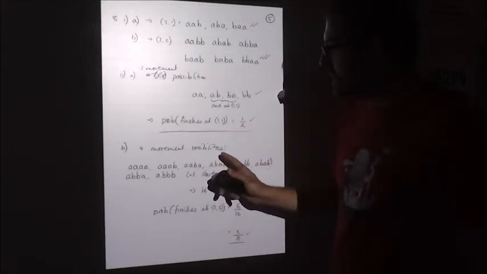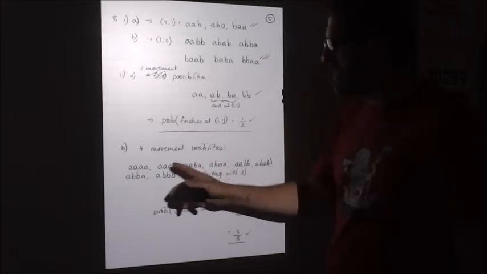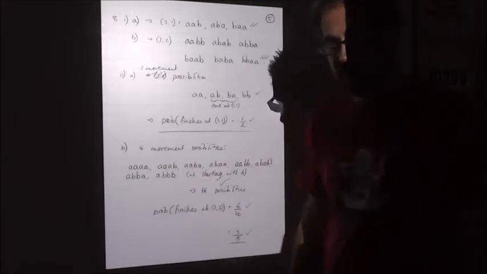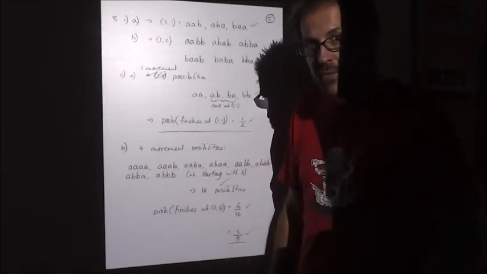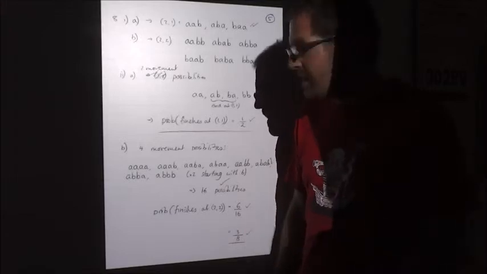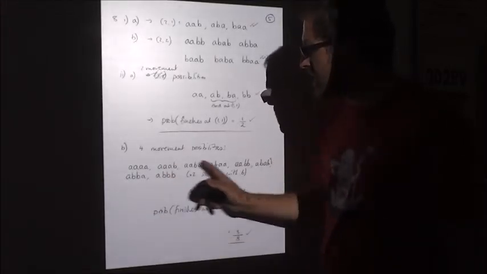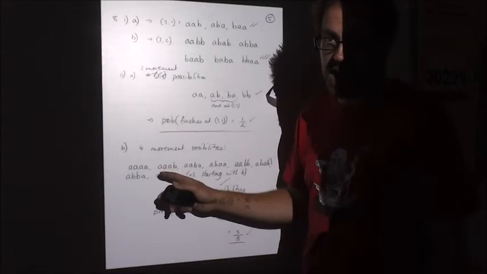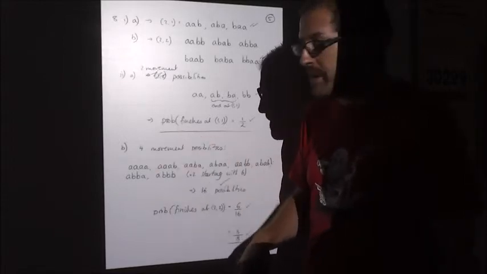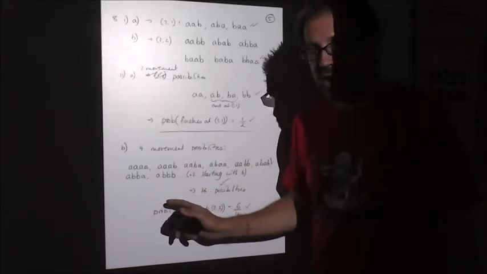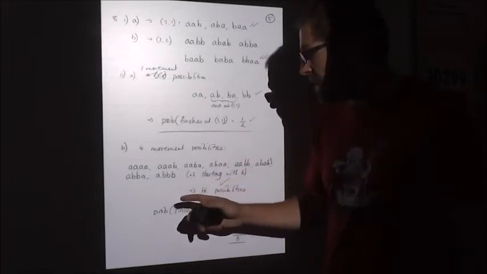For the 4 movements, I've done all the possibilities that start with A. Now there'll be the same number of possibilities starting with B. So I didn't need to write them all out, I just said, well, if these are all the ones starting with A, there'll be the same number starting with B, which meant there's 16 in total. You could write them all out.